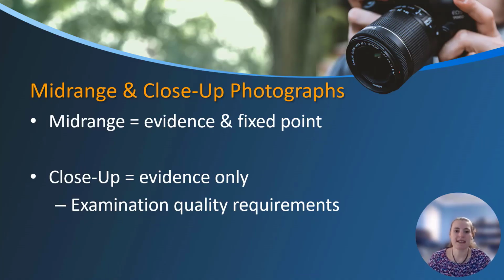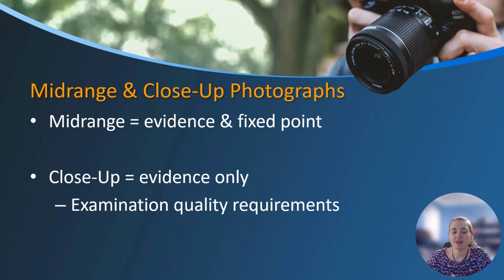Once you complete the series of overall photographs, the next step is to take mid-range and close-up photographs. Mid-range photographs show the evidence in relation to a fixed point in the scene, and that can be the edge of a wall, a railing, a piece of furniture, etc. Close-up photographs are exactly what they sound like. They are close-up images of the evidence by itself.